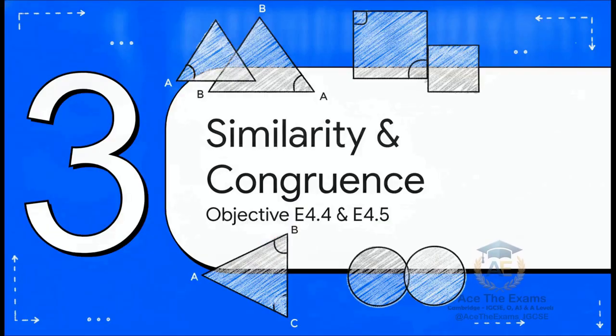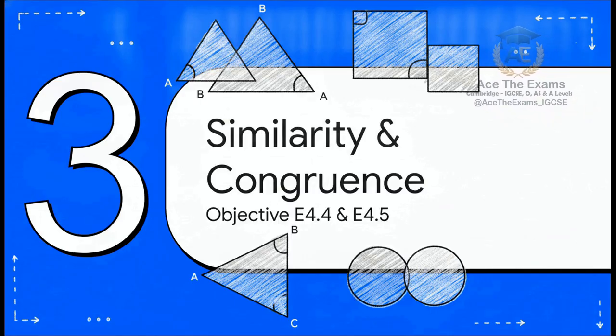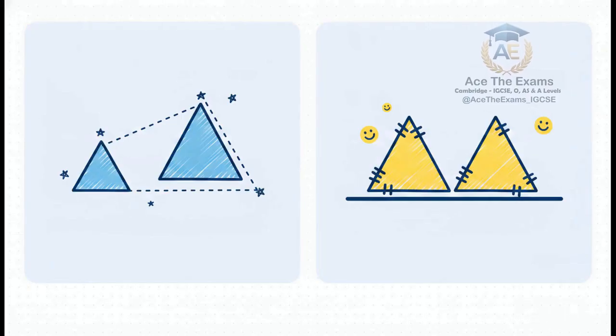Now we shift our focus to Section 3, similarity and congruence. This covers syllabus points E4.4 and E4.5. This is all about distinguishing between shapes that just look alike versus shapes that are mathematically identical. Examiners love testing this because it separates the students who guess from the students who truly understand the properties. Let's compare these two concepts directly.